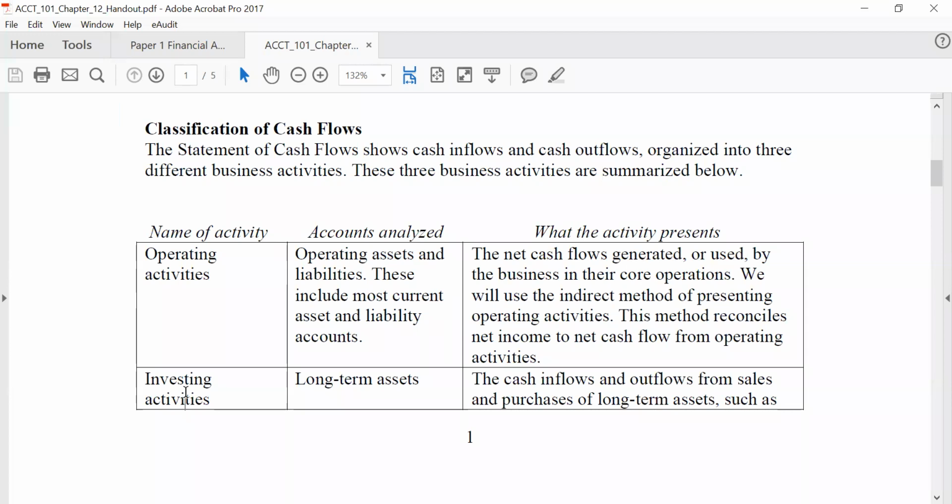Then investing activities. Here we mostly look at investment in long-term assets, so buying and selling of fixed assets. When an organization buys a fixed asset, that is regarded as a cash outflow because we use money to buy these assets. If an organization sells an asset, the proceeds are recorded as a cash inflow. Those are the dynamics we usually have with investing activities.